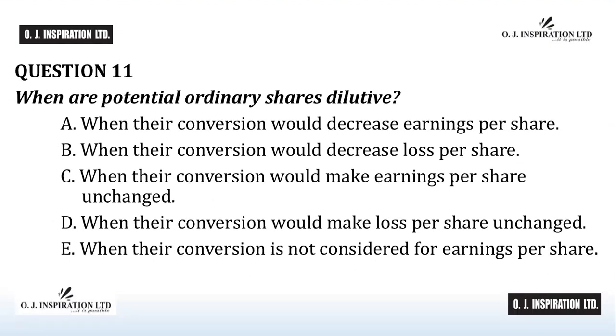Question number 11. When are potential ordinary shares dilutive? A. When the conversion will decrease earnings per share. B. When the conversion will decrease loss per share. C. When the conversion will make earnings per share unchanged. D. When the conversion will make loss per share unchanged. E. When the conversion is not considered for earnings per share.